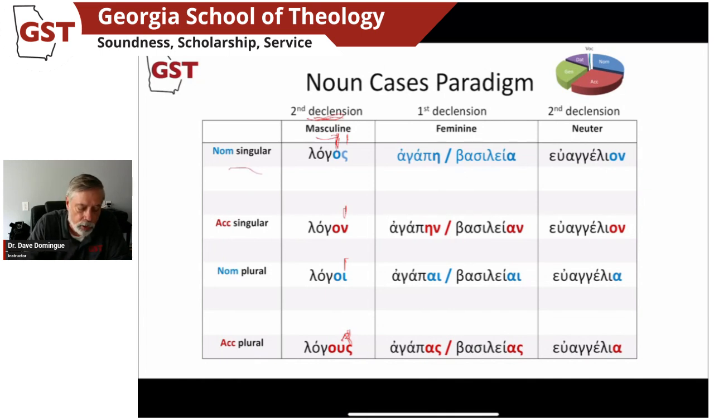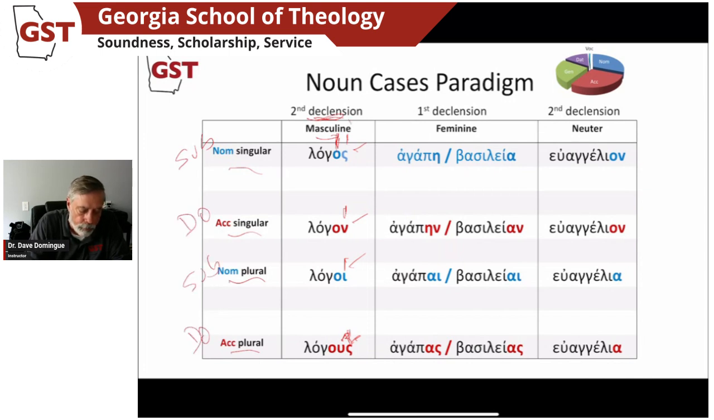In the nominative singular, it's going to have a sigma case ending. In the accusative singular, it's going to have a noon case ending. In the nominative plural, it's going to have the iota case ending. Accusative plural is going to have an upsilon sigma case ending. Again, this is the functioning nominative. It's going to be subject, subject, and the accusative is the direct object and the direct object.